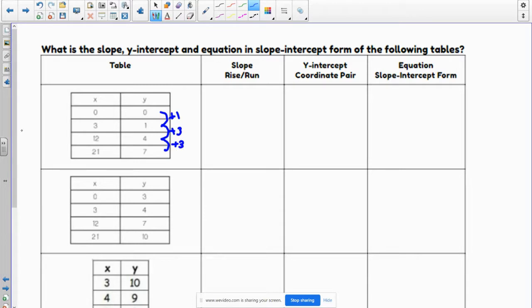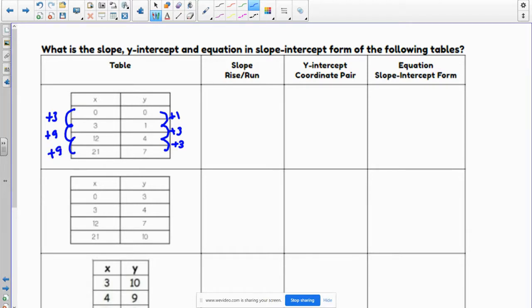We're going to go over to the x side. Again, I'm looking for how much it changes. So if I start at 0 and it goes up to 3, that is a change of a positive 3. If I'm at 3 and it jumps all the way to 12, that is a change of a positive 9, because 3 plus 9 is 12. If I'm at 12 and I'm going to jump the number line up to 21, you would have to go 9 spaces. So that's positive 9.